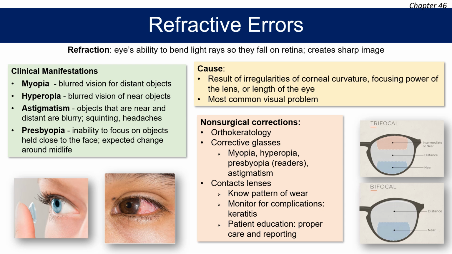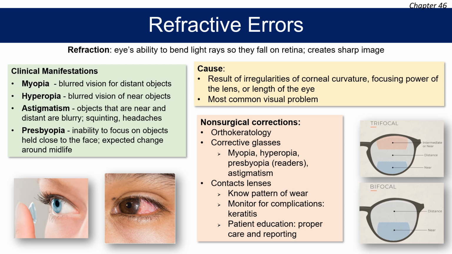There are surgical and non-surgical ways to manage refractive errors. Non-surgical ways would be glasses, depending on what type of error you have. You can have bifocal or trifocal lenses, or you can use contact lenses. We want to teach the patients to use good hand hygiene and good eye hygiene, wash your hands, and monitor for complications because we are inserting a foreign object into our eye that is prone to collect bacteria.